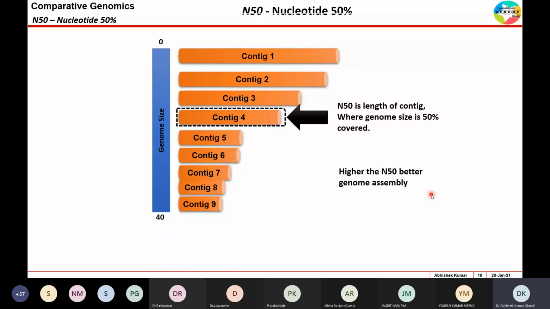You can't just make one and say this is my draft assembly. You will need to draw five, like any drawing. Suppose you're drawing, you draw many figures before you come up and say this is my final figure.